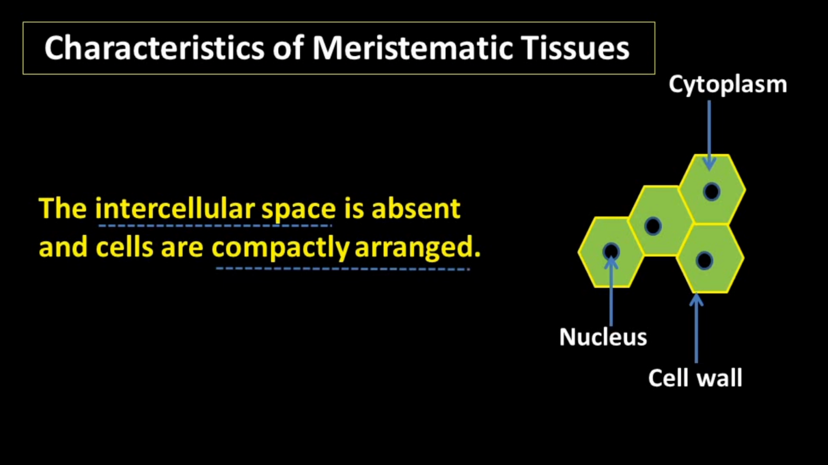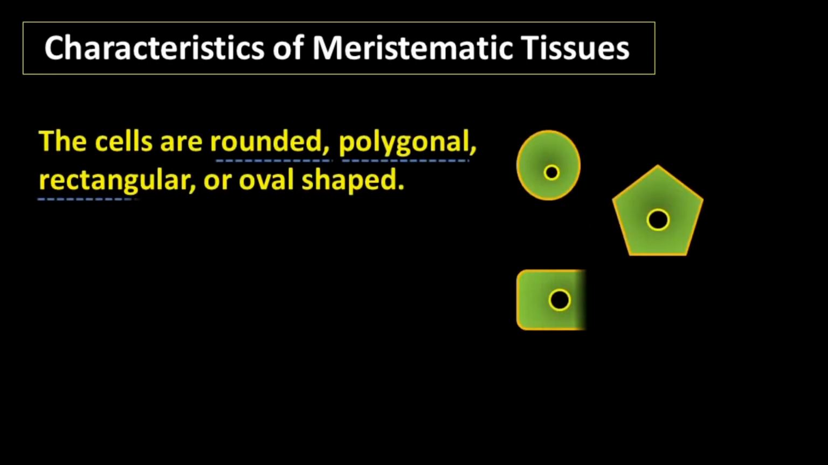These tissues do not have intercellular space. It means these cells are compactly arranged. There is no intercellular space. So these cells are compactly arranged. These cells are rounded, polygonal, rectangular or oval shape.